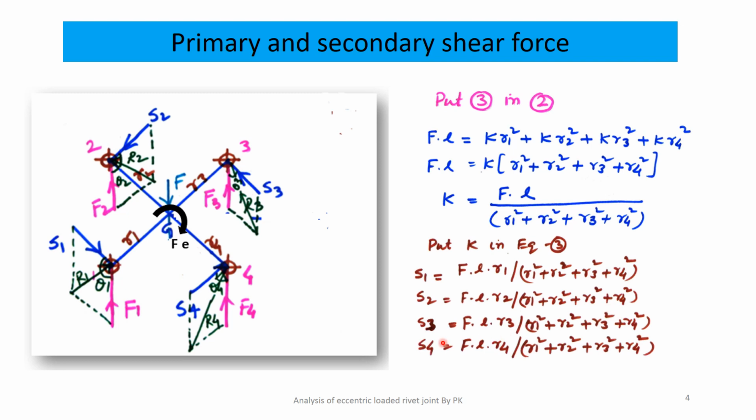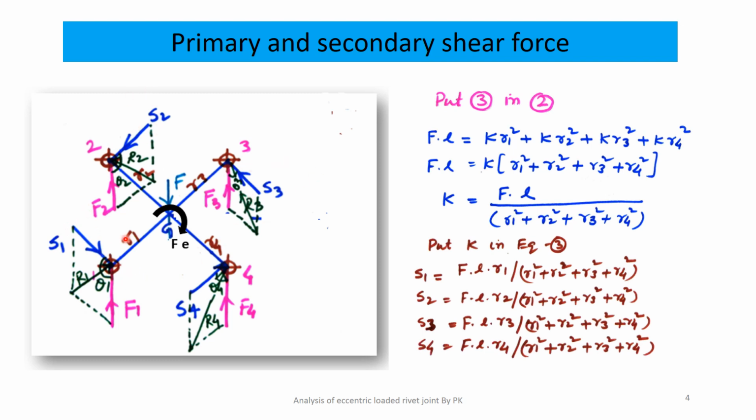Similarly, we get the value of S3, that is Fe R3 divided by R1 square plus R2 square plus R3 square plus R4 square. Similarly, we get the value of S4, that is F into E into R4 divided by R1 square plus R2 square plus R3 square plus R4 square. So we know the value of primary shear force in each and every rivet. We know the value of secondary shear force in each and every rivet.